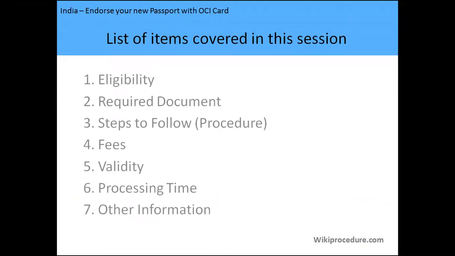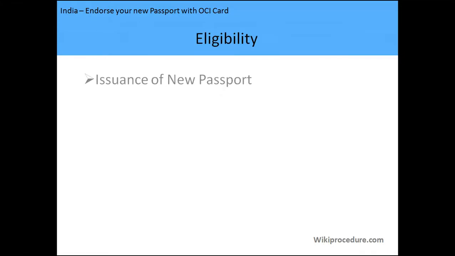Following is a list of items that we're going to cover in the session. Eligibility: if you have a new passport that is issued against your name and your old passport, which is attached with the OCI card, is expired, then you are eligible to apply to endorse your new passport with OCI card.